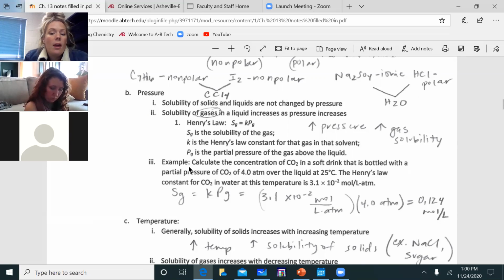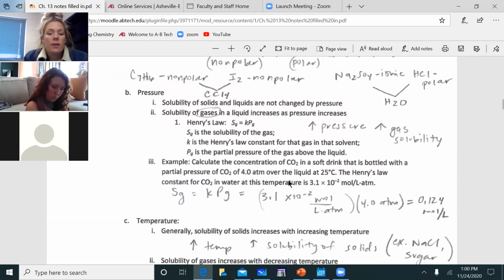So if we calculate the concentration here, it says calculate the concentration of CO2 in a soft drink that is bottled with a partial pressure of CO2 of 4.0 atm over the liquid at 25 degrees Celsius. The temperature is important. The Henry's law constant for CO2 in water at this specific temperature is 3.1 times 10 to the negative 2 moles per liter atm.